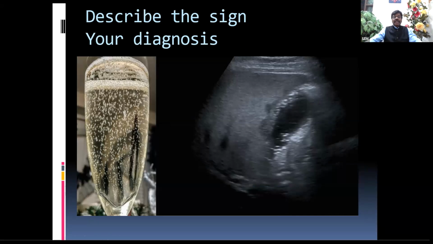Describe the sign. Ultrasound finding. What is your diagnosis? Anybody? This is a prize question actually. This is one of the quiz questions, very rare for undergraduate level, but I am sure there are some bright students out there who want to give a try. This is a type of cholecystitis. Just now you said an unusual cause.